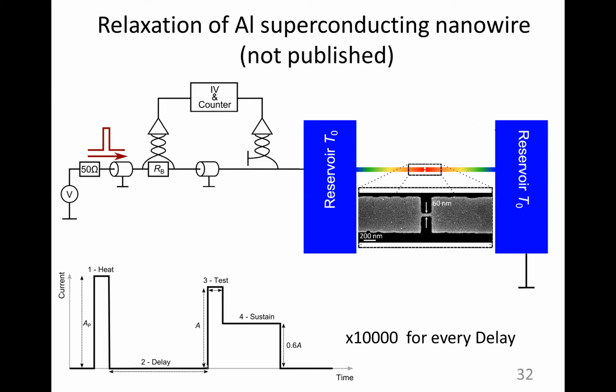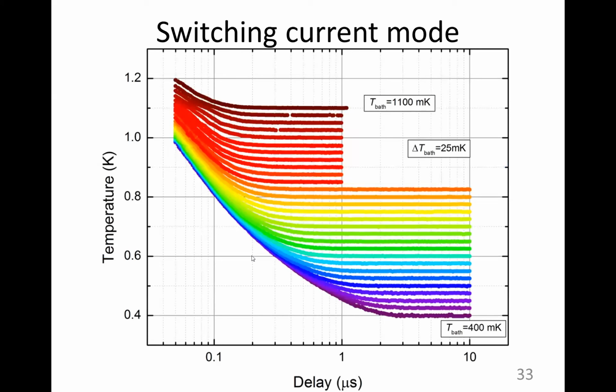for different delays. So again, since we rely on the stochasticity of such a measurement, we need to perform many such pulse patterns for a given delay. These are the results of such a cooling from the switching current mode. So we are able to observe the variation in the temperature in a wide temperature range.